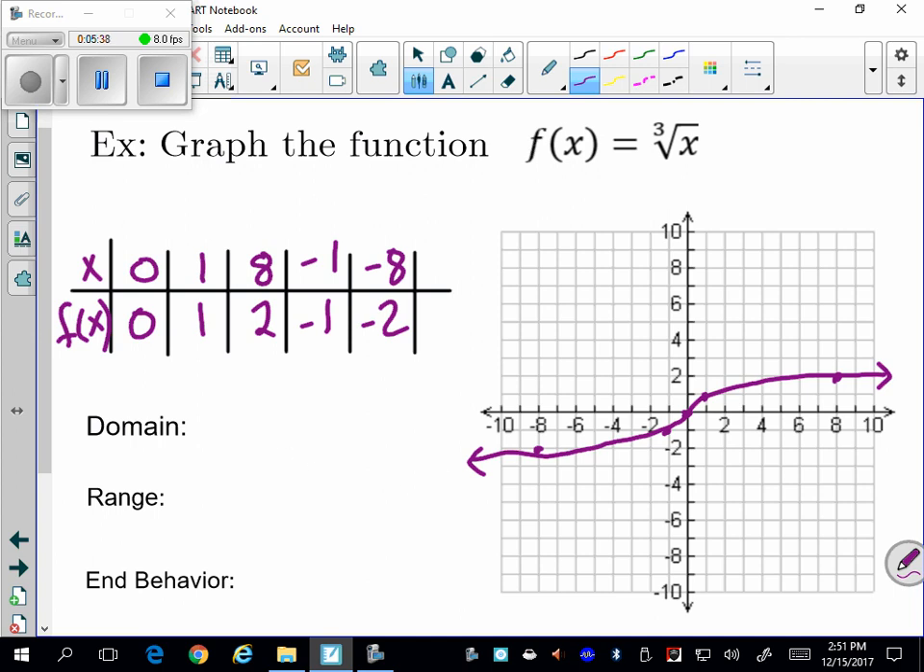So the domain of this function: how far left does it go? It keeps on going to negative infinity. How far right does it go? It keeps going to infinity. No brackets, because those are not numbers. Range: what's the lowest y value? Well, they keep going, there's no stop to them. So that's negative infinity to infinity, because it'll keep going up too. Remember, you can also represent this as x is all real numbers. You could say that. And then end behavior.